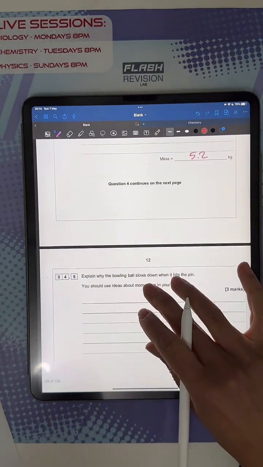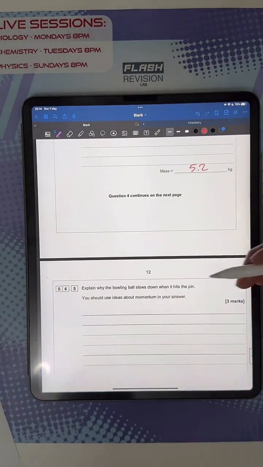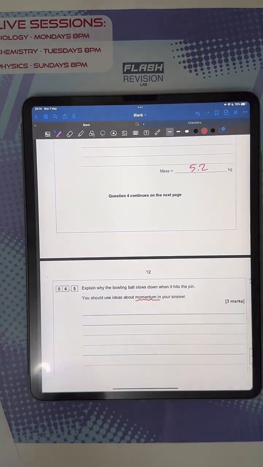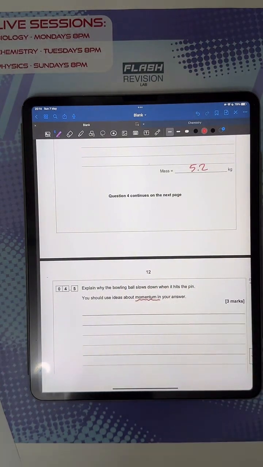Moving on. Explain why the bowling ball slows down when it hits the pin. You should use your ideas about momentum. What do we know about momentum when a collision happens?